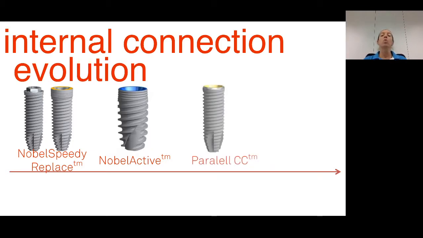But till some years ago, when the Parallel CC came out, that has exactly the same design as the Nobel Speedy and goes with threads all the way to the top. So nowadays we have a new surface of the Parallel CC with the TiUltra that has been improved in order to allow for a better integration of the tissues. So nowadays our preferable implants to do the All-on-4 are the external connection with the Nobel Speedy and the internal connection with the Parallel CC TiUltra.